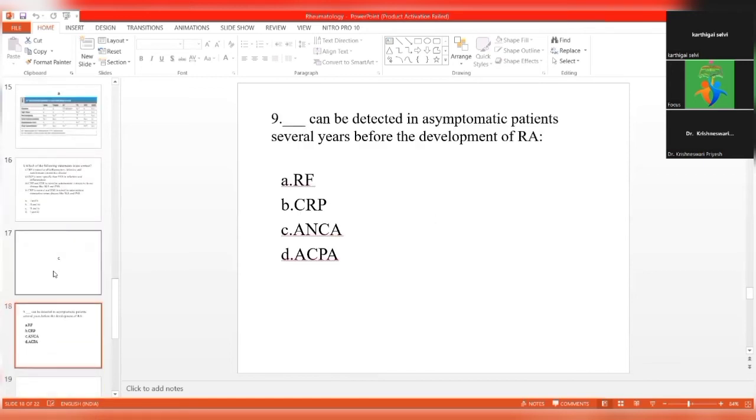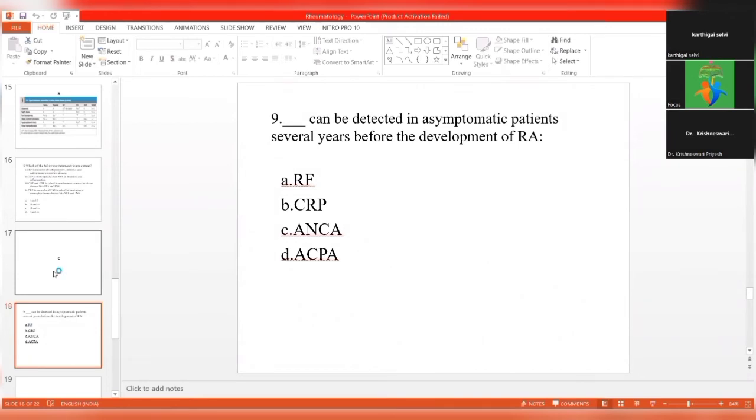Next. Ninth question. Dash can be detected in asymptomatic patients several years before the development of RA. RA is rheumatoid arthritis. We all know that rheumatoid arthritis is an autoimmune disease. It is an inflammatory disease. There will be production of so much deformity, which is very difficult to bring back to normal. Is it not?